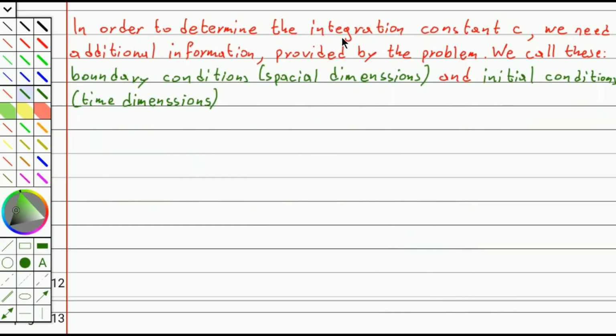So you might ask how we are going to determine that constant c. So effectively, c is an additional parameter that we don't know just by integrating. So the problem needs to provide additional information. This additional information that we are going to be given in order to find the original actual function, we call them boundary conditions if we are speaking about spatial dimensions, so for example x, y, z and so on, or initial conditions if the function is a time function.